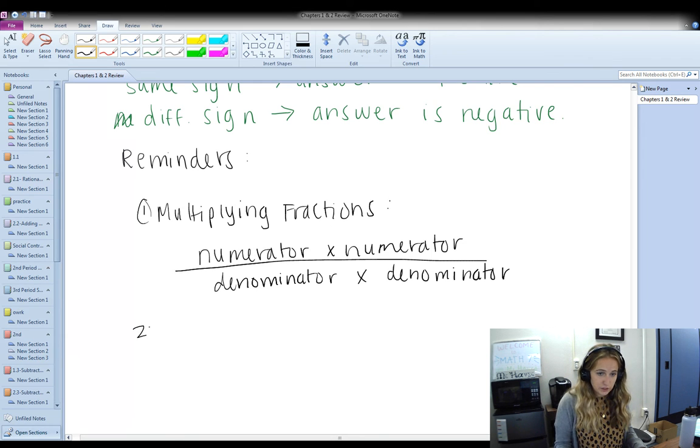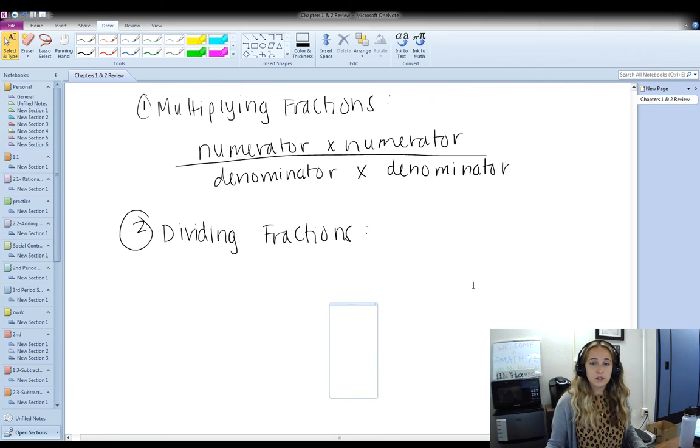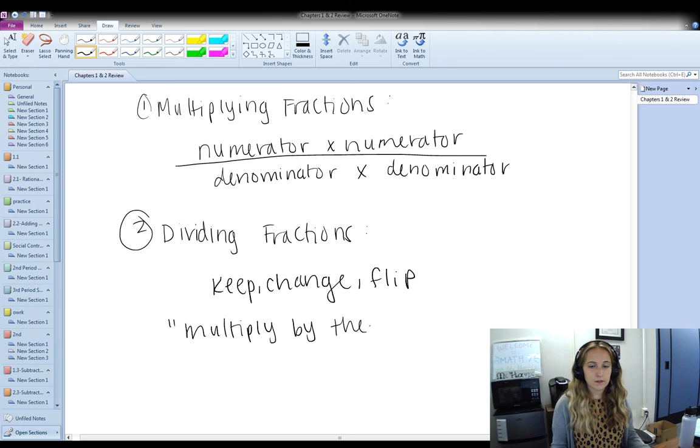Then the second reminder, when you are dividing fractions, you are going to remember our rule, which is keep, change, flip. And the proper lingo would be to say multiply by the reciprocal. To divide fractions, you are going to multiply by the reciprocal.